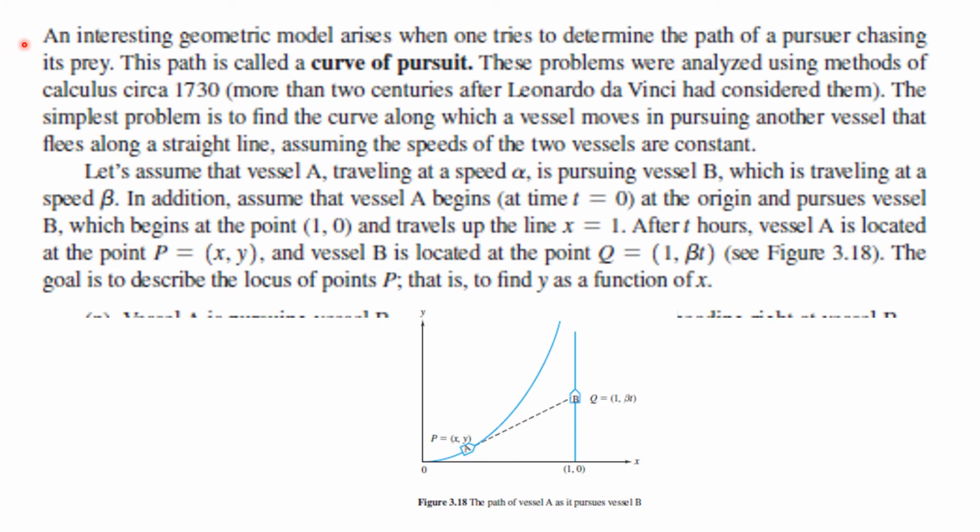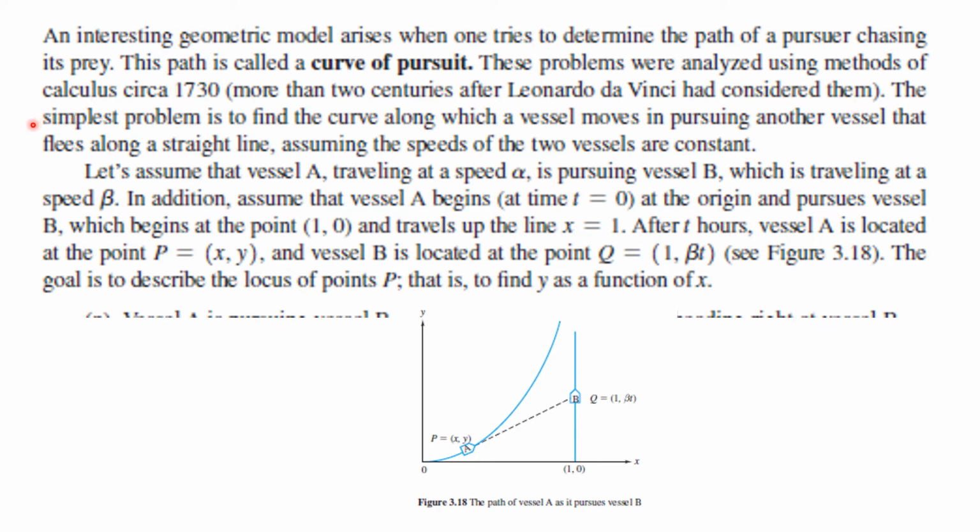An interesting and important geometric model arises when one tries to determine the path of a pursuer chasing its prey. This path is called a curve of pursuit, and it has a lot of warfare applications, but it is interesting mathematically. These problems were analyzed using methods of calculus back in the 18th century, but Leonardo da Vinci actually thought about these problems back in the Renaissance 2 centuries before.